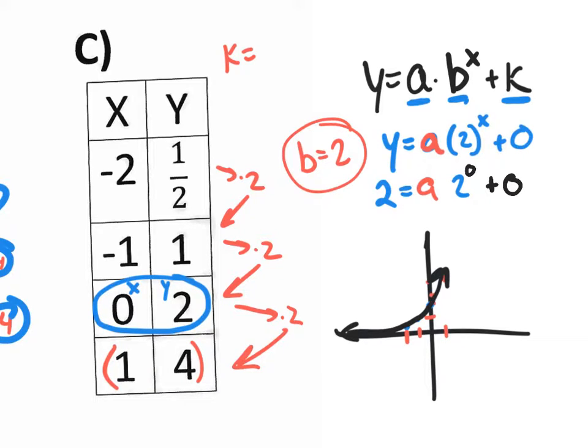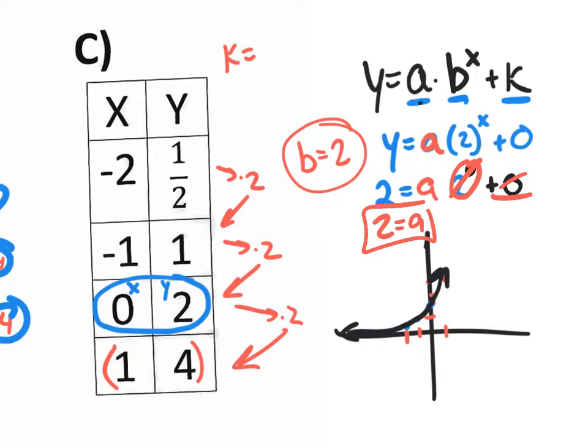So here's our new equation that we could actually solve for A. What is 2 to the 0? That's 1. You could just scratch it out. Plus 0, you don't even need that. You could scratch that out. So you really just have 2 equals A. And now we know what the A value is.